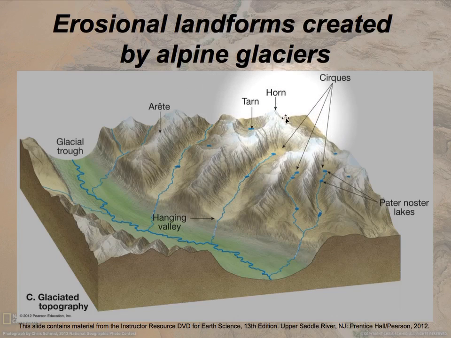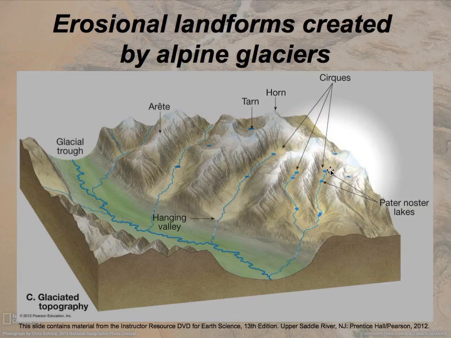Horns are very, very recognizable. They are these very sharp, pointy, mountainous zones, usually at very high altitude, and those are a product, again, of alpine glacier formation and cirques. They're the boundary, the arêtes, between multiple cirques.